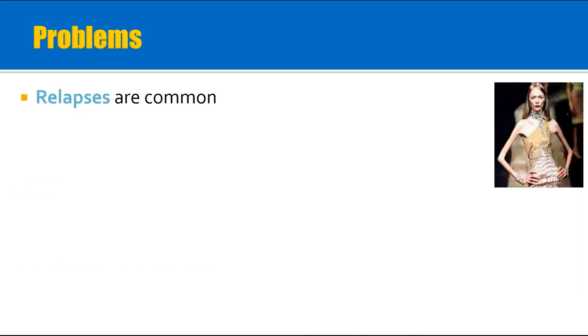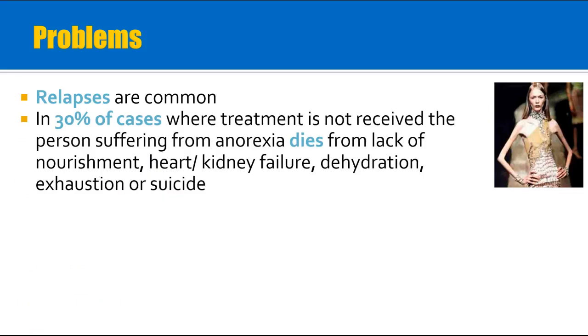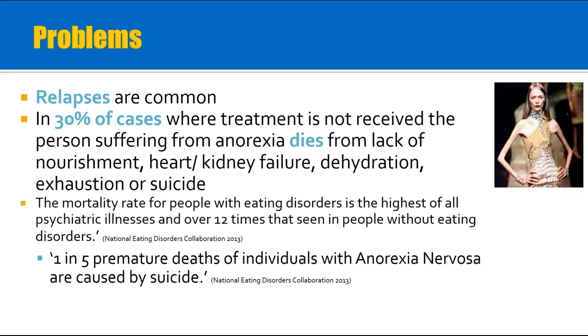and some of the problems associated with anorexia include that relapses are common. 30% of cases where treatment is not received do actually result in death, whether it be through malnourishment, heart or kidney failure, dehydration, exhaustion, or even suicide.